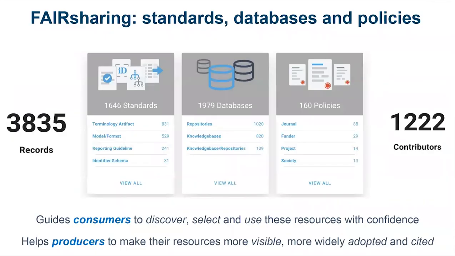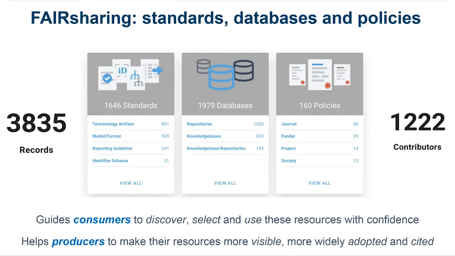Let me give a very quick overview of the FAIRsharing resource. FAIRsharing is a registry that is cross-disciplinary. While the FAIR Cookbook was very much focused on life science, FAIRsharing is cross-disciplinary. We have standards, databases, and policies. For standards, we cover terminology, model, format, reporting guideline, schema, a lot of them. And we have over 3,835 records across these three registries. And we have over 1,000 contributors. I'll come back to the contributors in a couple of slides.